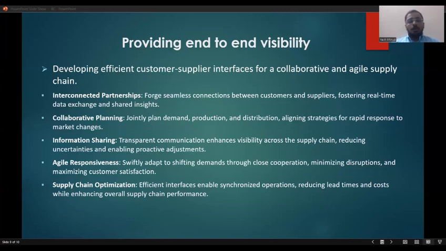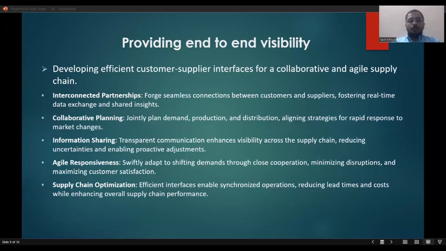Then the next aspect is agile responsiveness, which means that the system should adapt swiftly to shifting demands through close cooperation between all the stakeholders, which will minimize disruption and maximize customer satisfaction.